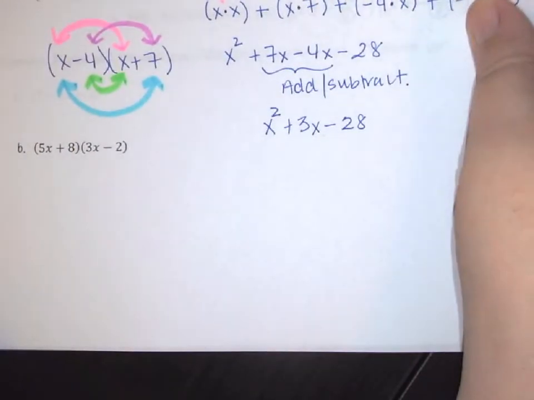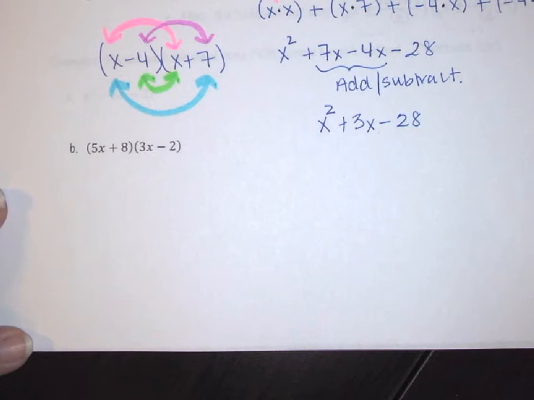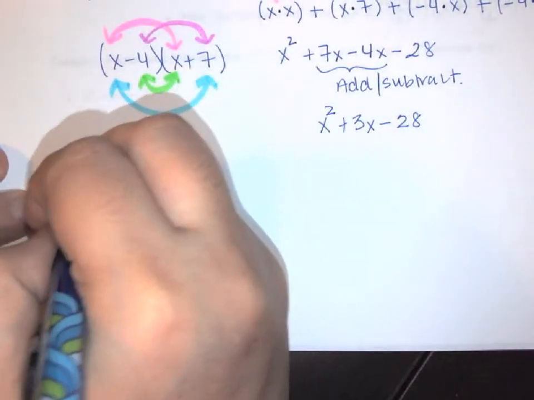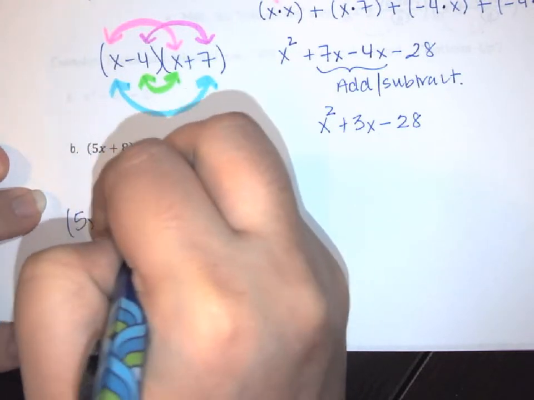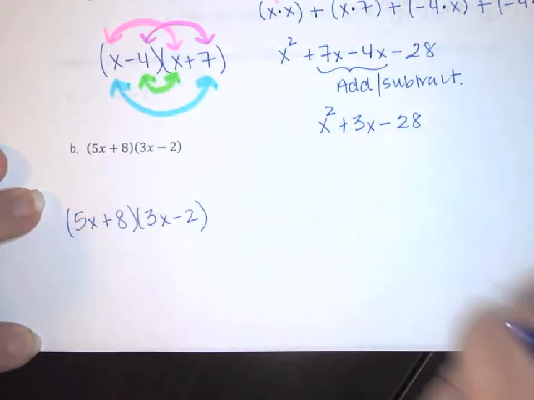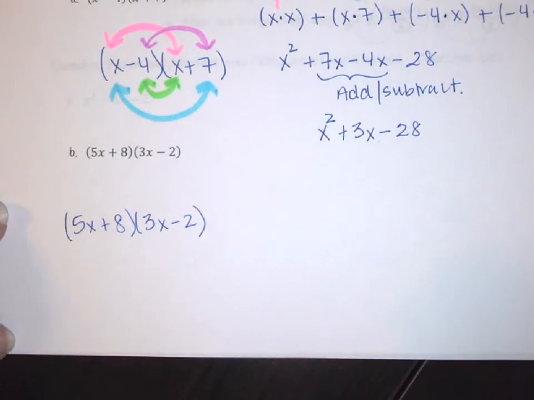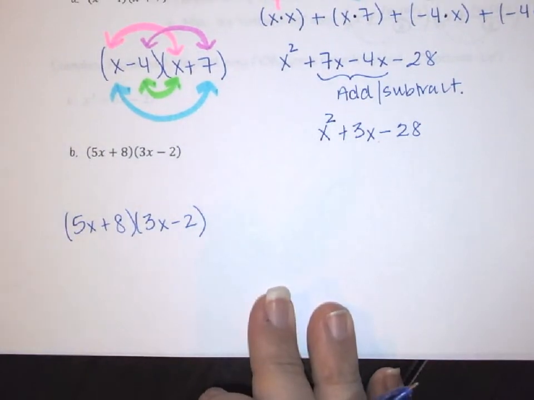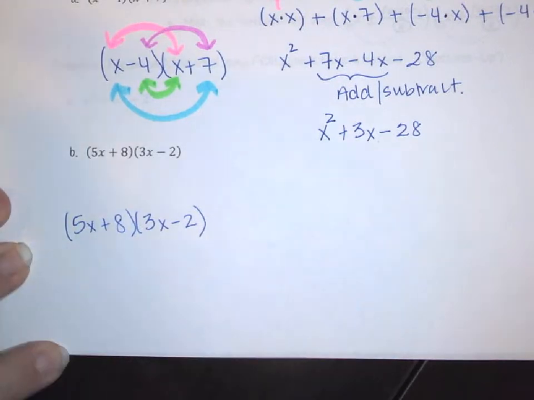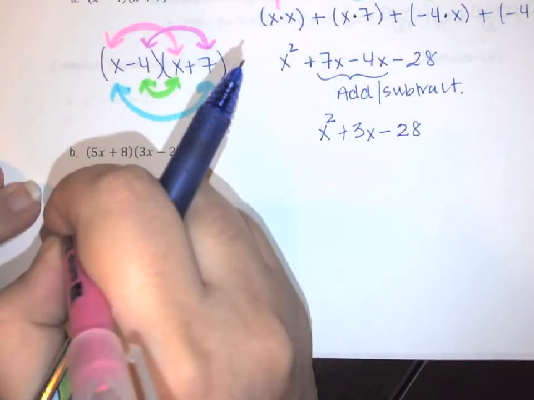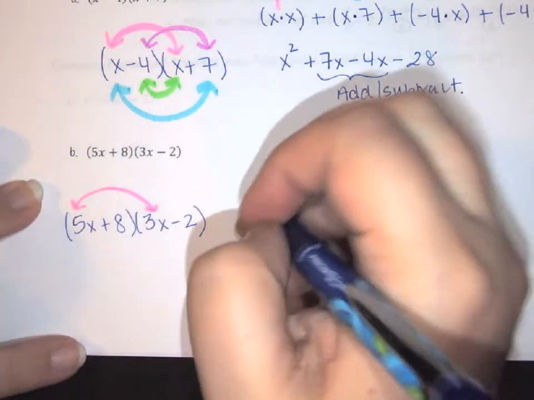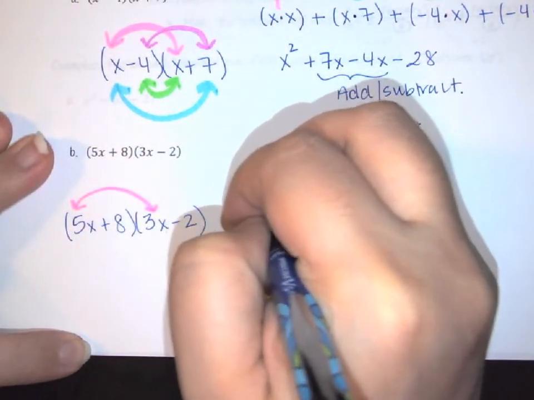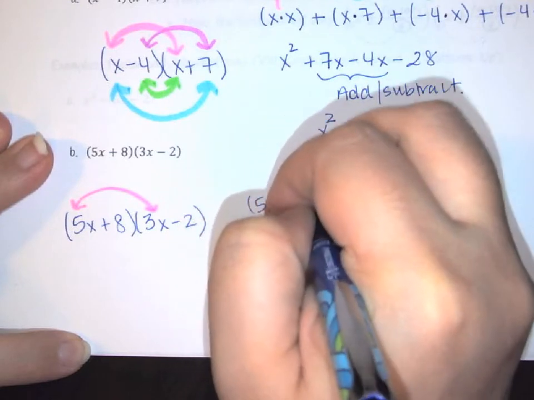So let's look at another one. So here we've got obviously a much bigger function. So we've got 5x plus 8 times 3x minus 2. So again, we're going to FOIL. So we have first, outer, inner, last. So when we're looking at these, again, first is just that. It is your first terms of each binomial multiplied together. So this becomes 5x times 3x.